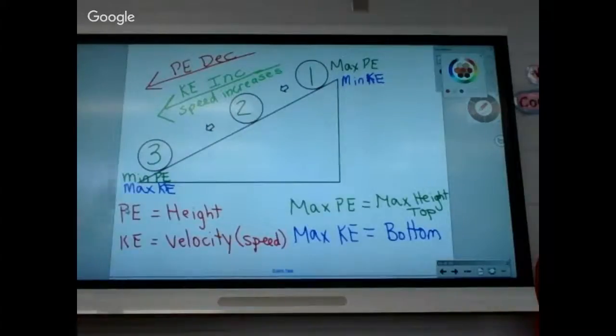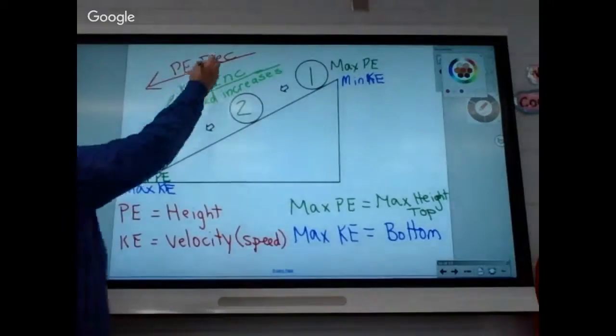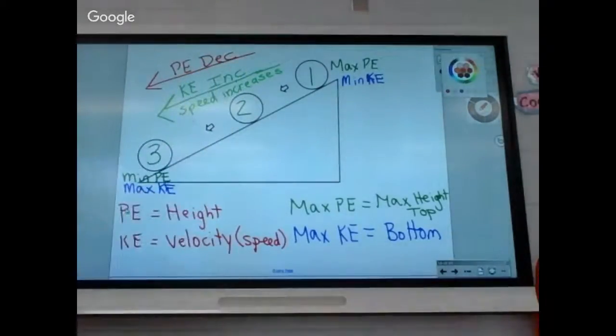I can draw arrows in this direction, but can they both increase? No. That's what I'm asking. Okay, so if I say that, we have to draw the arrows in opposite directions. Next picture.